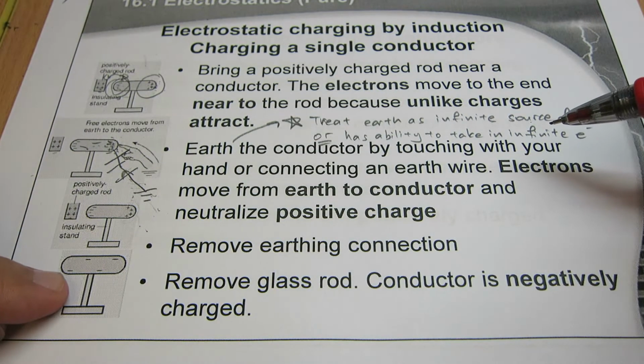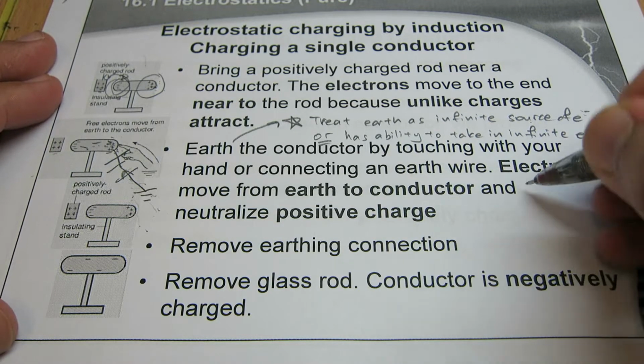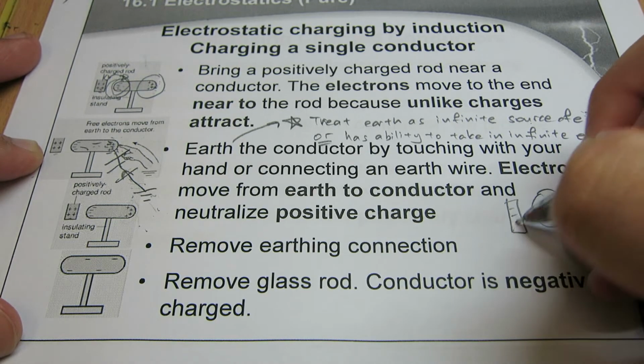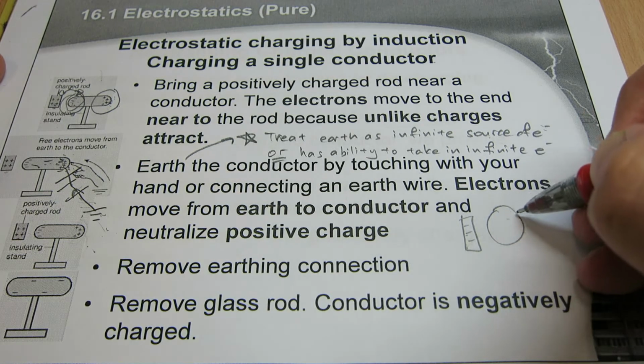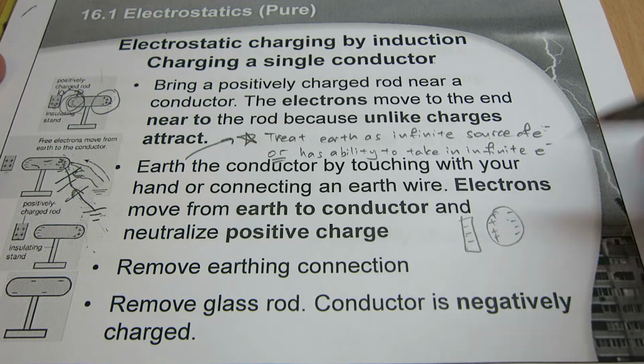Because the end result here is that you have a negatively charged object. How do I get a positively charged object? You do pretty much the same, except you bring a negatively charged rod instead. If I bring a negatively charged rod here, the electrons will be repelled to this side, leaving positive charges here.